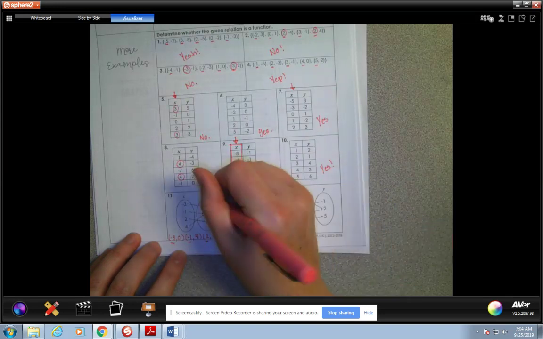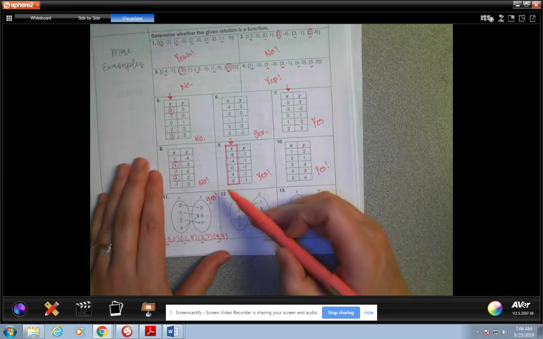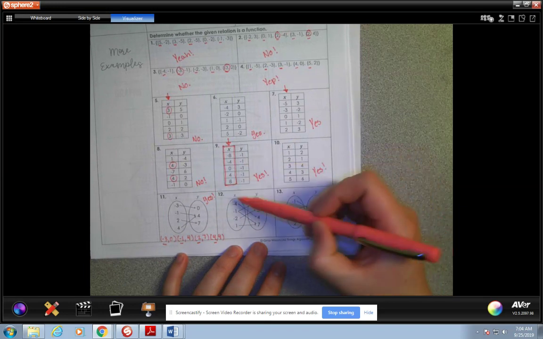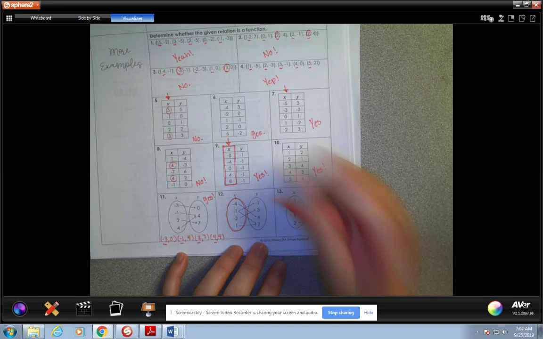Those don't repeat, so this is a function. Okay? So now I'm going to show you how to just look at it without pulling out your ordered pairs. When you're looking at this, you're only looking at this circle here. You don't care about the y circle.